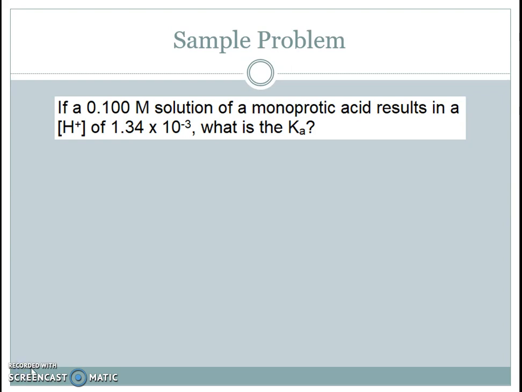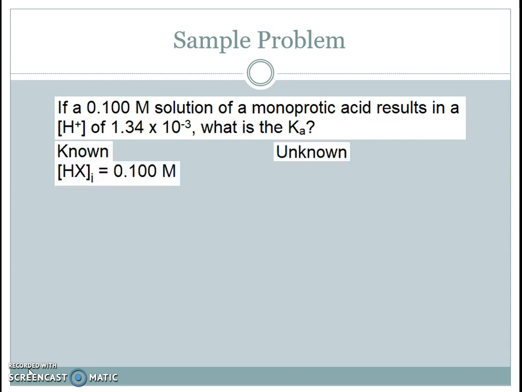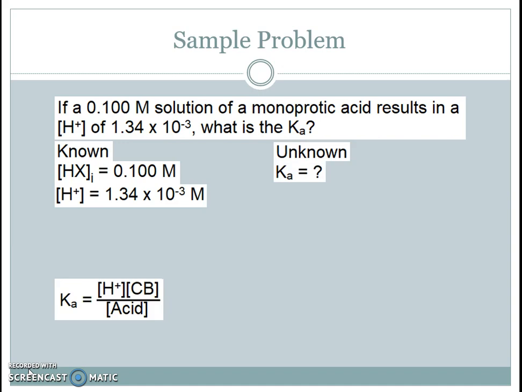So let's list out what we know and what we don't know. We have the 0.1 molar solution to begin, and then it gets to equilibrium, and we have 1.3 times 10 to the negative third H plus ions when it gets to equilibrium. What is our Ka? So to get Ka, we need the concentration of our H plus ions times the conjugate base divided by the concentration of the acid, again when we get to equilibrium. So we got to fill in a couple holes here.